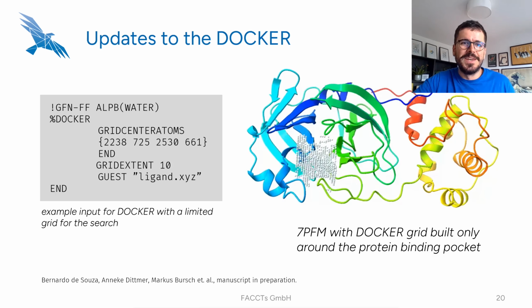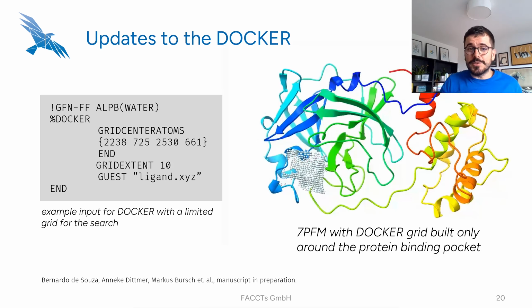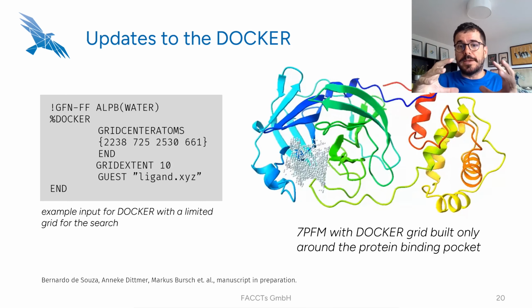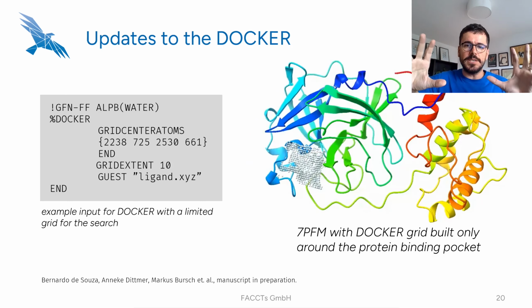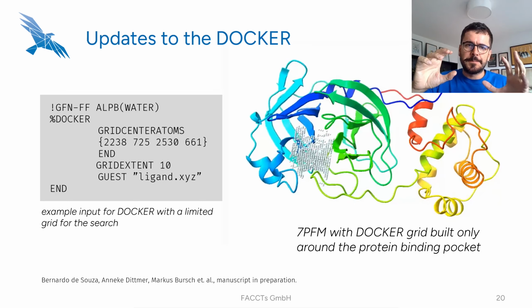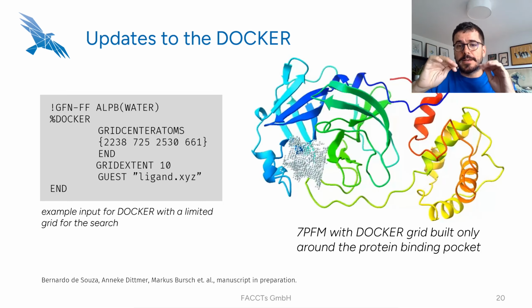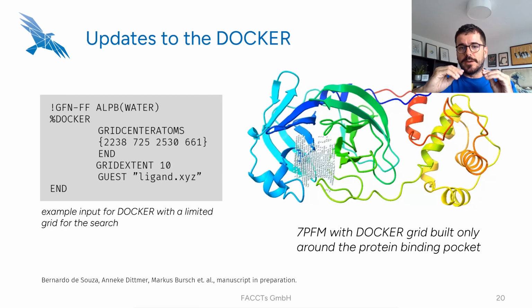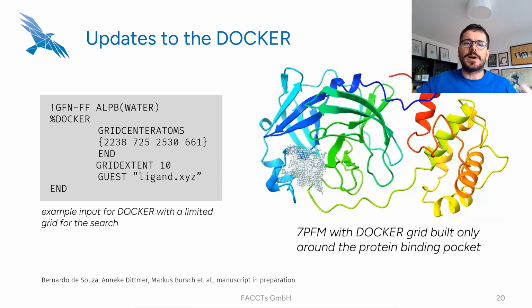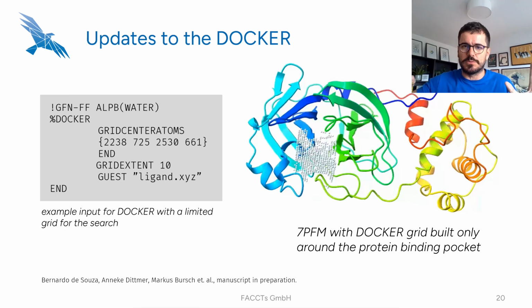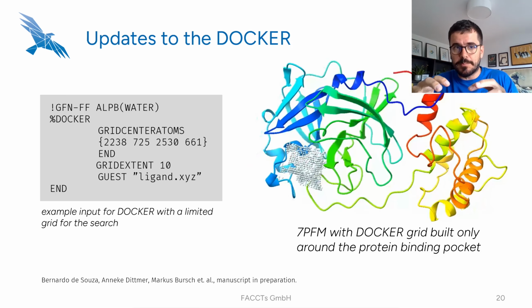There's a bias now. What you can also do now is define a region of space where you want the docking to happen. So here's a protein, and I took the active site and defined a kind of box around the active site, and the Docker will only look there. It will not try to bind things on the whole protein. It will just try to bind on the pocket.